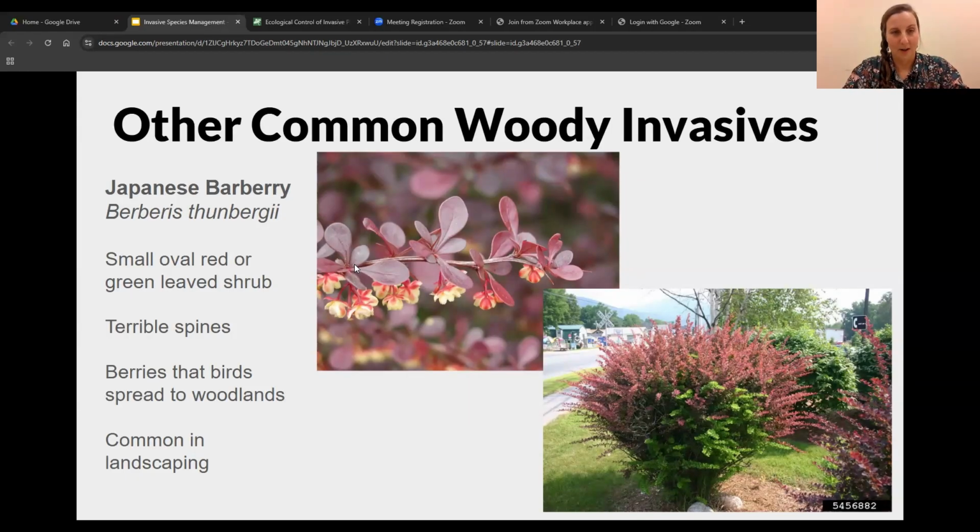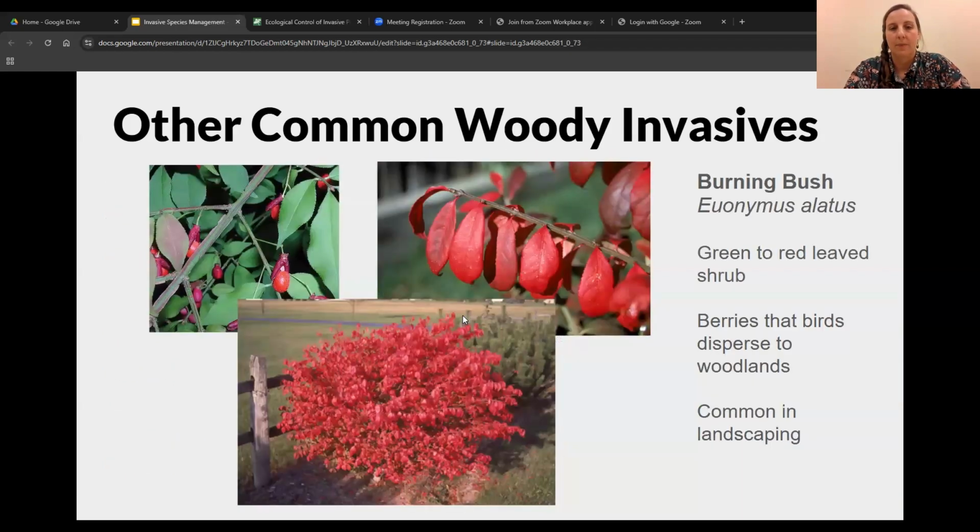It is everywhere. And the thing is, those birds will eat those berries, take them into the woodlands, and you'll see woodlands that are completely covered in them, which is absolutely no fun to pull out. And they take over some of those really pristine areas of woodlands that would normally have spring ephemerals coming up. Instead, you've got this shrub layer that is dense.